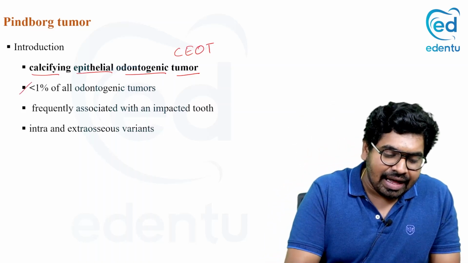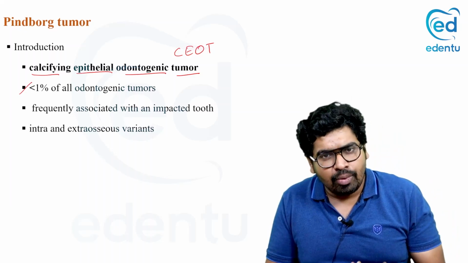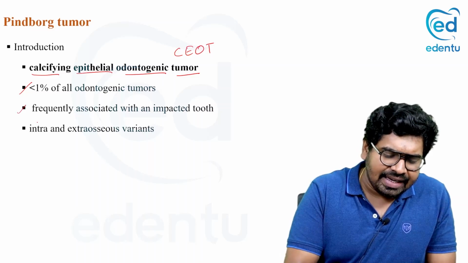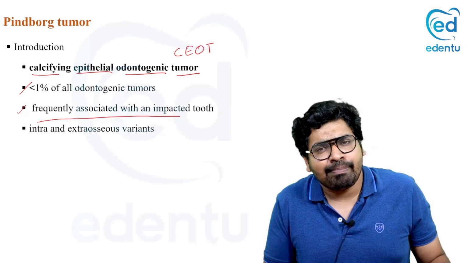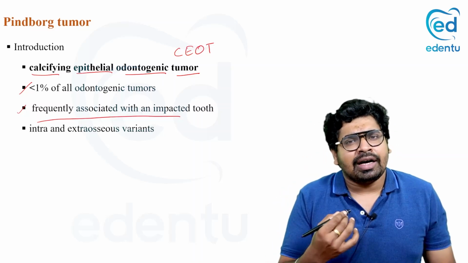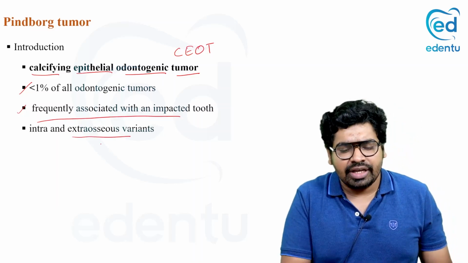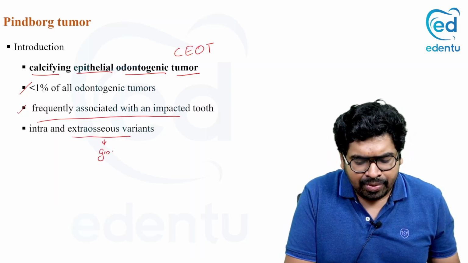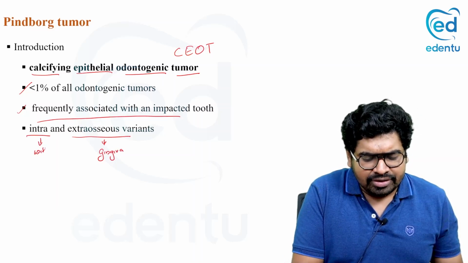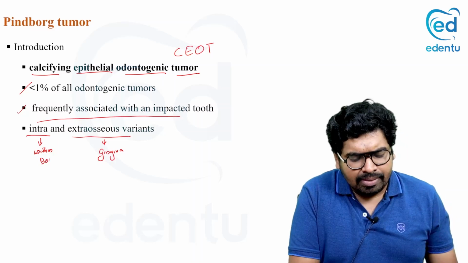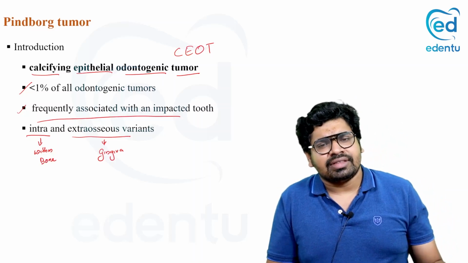It is a very rare tumor. It was found by Pindborg. That's why it is called Pindborg tumor, and it is frequently associated with an impacted tooth. Mostly it is associated with an impacted tooth, and it can occur centrally as well as peripherally. The peripheral or extraosseous variant occurs within the gingiva, while the intraosseous variant occurs within the bone. Just like other tumors, it can occur in the bone as well as in the gingiva.